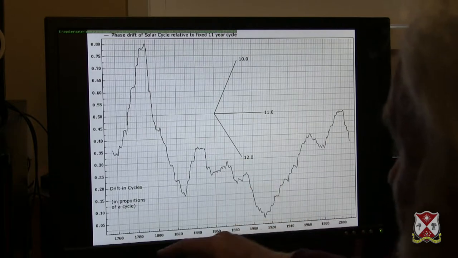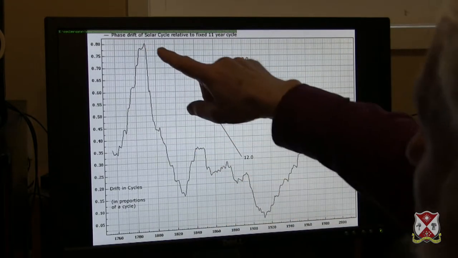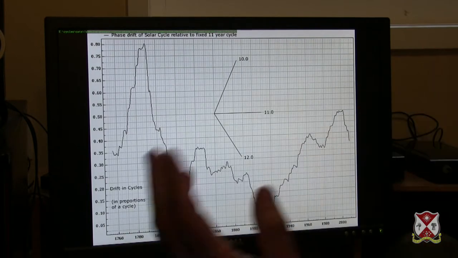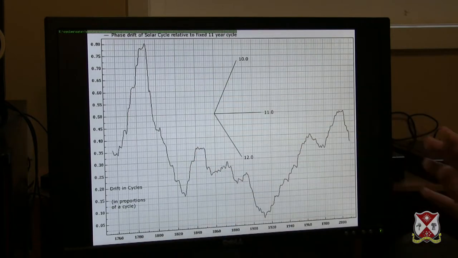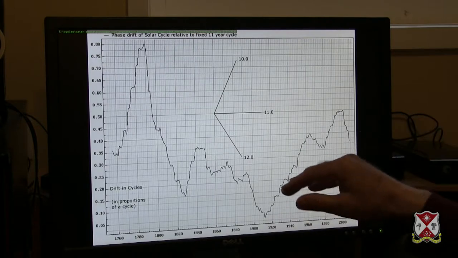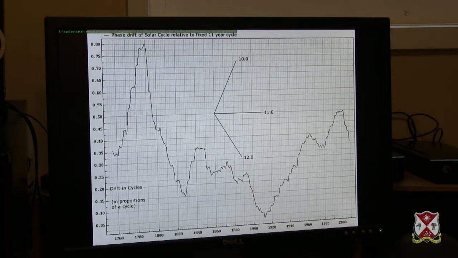So we can see the phase. And between here and here, the phase has drifted by 3/4 of a cycle. If you drift by half of a cycle, you now have the peaks where the troughs were and the troughs where the peaks were. If you drift by 3/4, you're going right around and back again. But even when we average it over the whole thing there, we still get a cycle, but a lot of it's being cancelled out by this phase wandering. So phase drift, a solar cycle relative to a fixed 11-year cycle.